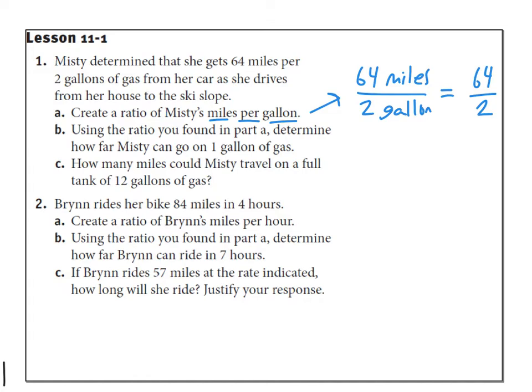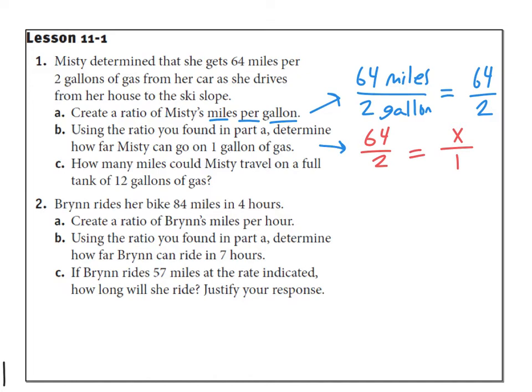Can we use that ratio now to determine how far Misty can go on 1 gallon of gas? So if we know she goes 64 miles for 2 gallons, the question asks, how many miles would she go for 1 gallon of gas? We want to change the gallons and see how that affects the amount of miles she could go.